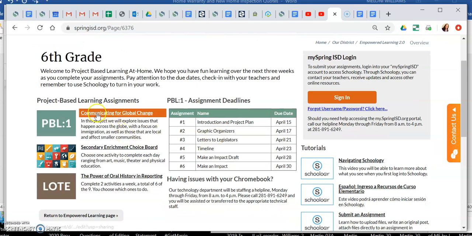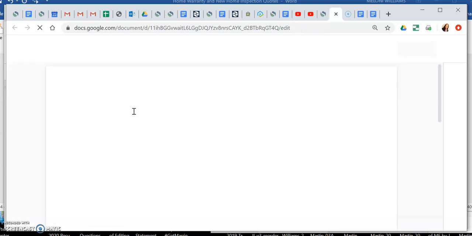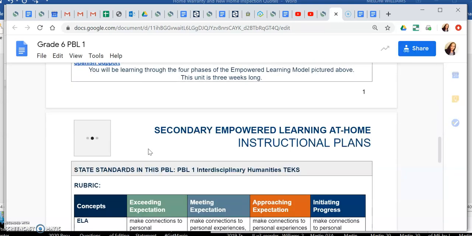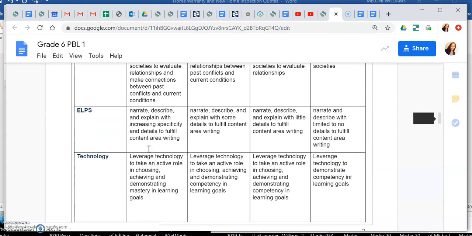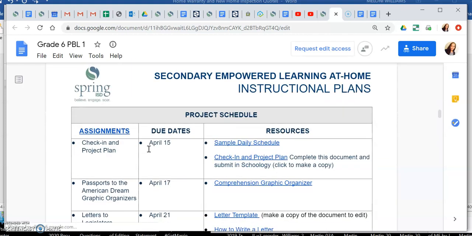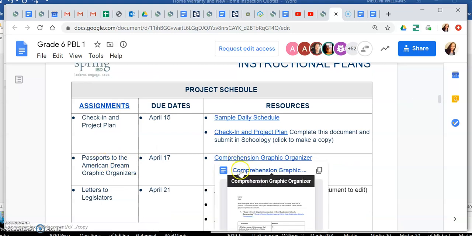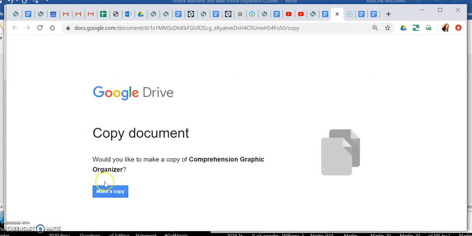After that, we're going to click Communicating for Global Change. This will bring up all of the assignments. And we're going to scroll down to assignment number 2. It's on page 3. Here we are, the comprehension graphic organizer. It's going to prompt us to make a copy.